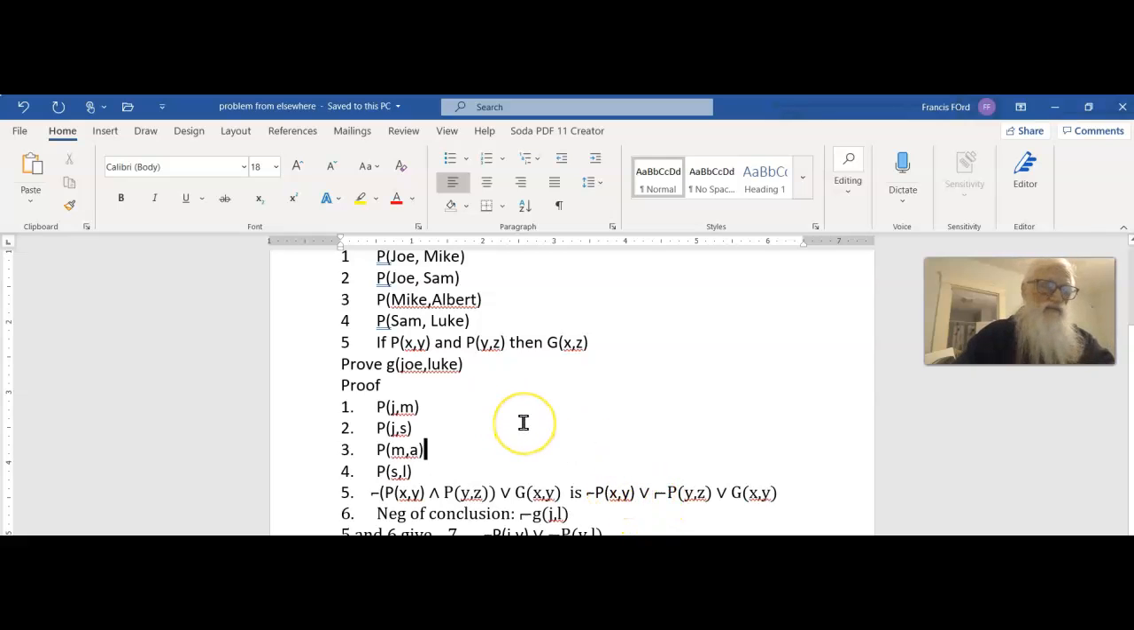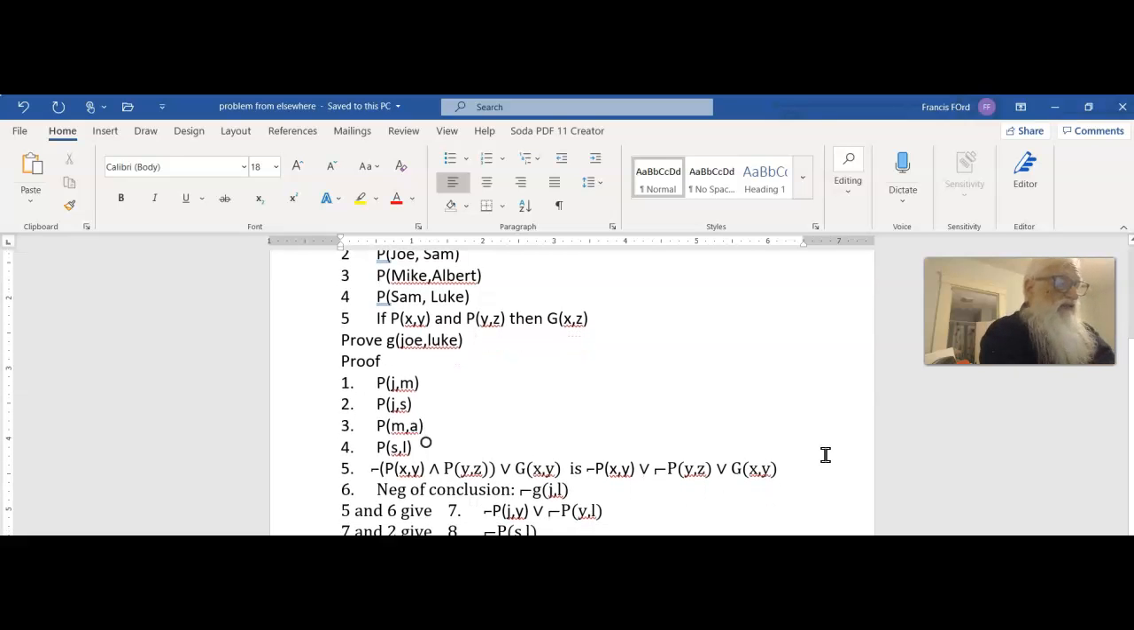Now, if the computer were doing this, it'd take PJM and clash it with 5. Then it'd take PJS and clash it with 5. PJM clash with 5 would be a dead end. But we see that it's not worth it. We're going to start with PJS.